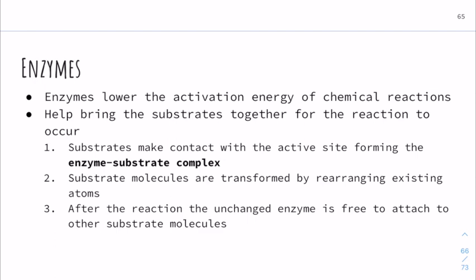So these are the steps to that reaction. The substrate molecules are transformed by rearranging existing atoms. Then after the reaction, the unchanged enzyme is free to attach to another substrate molecule and repeat the same reaction. So here's an example. Our enzyme bonds with our active site here.